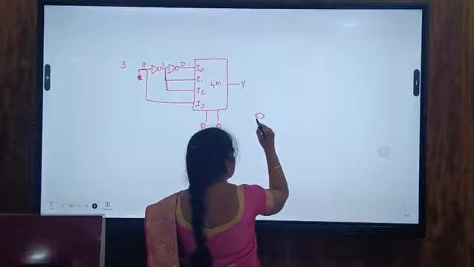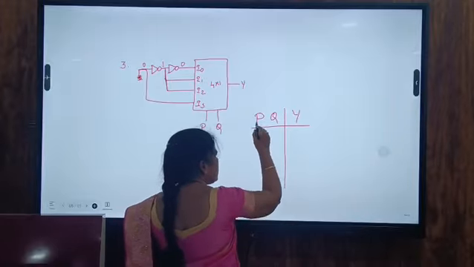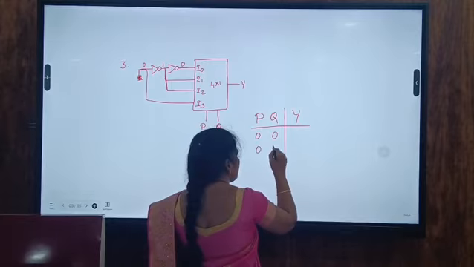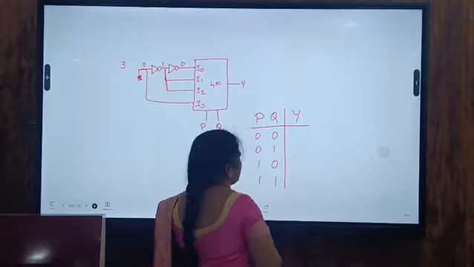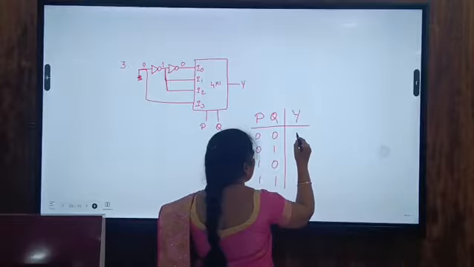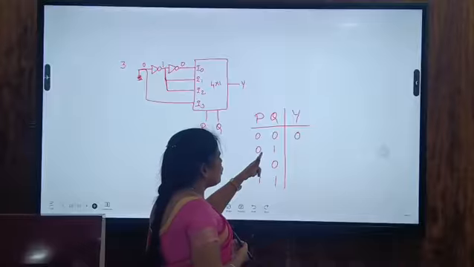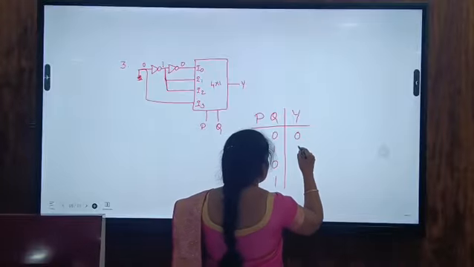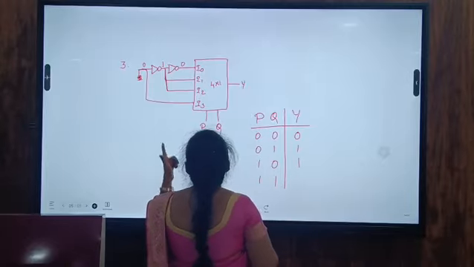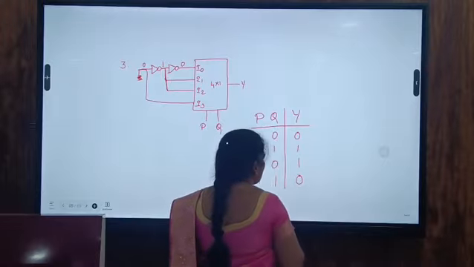Now by using the truth table, that is P, Q and Y is the output. PQ means there are two variables, so we will get 4 combinations, that is 00, 01, 10 and 11. When both the inputs are 0, which one will be selected? I0 will be selected, so that is equal to 0. The next one is 01, where 1 is the output, and for 10 the output is equal to 1. When both the selection lines are high, the output is equal to 0.